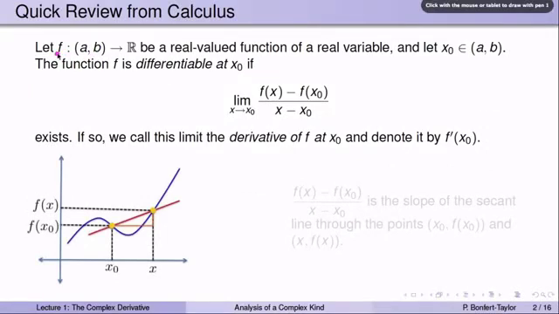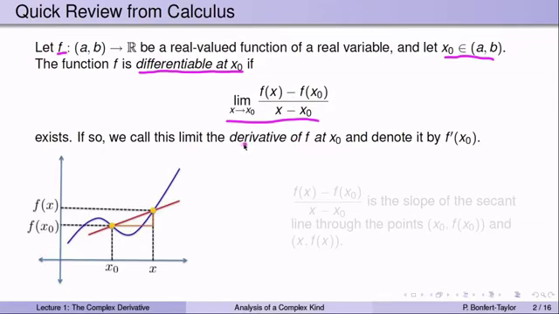Given a real valued function f of a real variable, so there's nothing complex in here, and a point x0 in the interval in which f is defined, we say the function is differentiable at x0 if the limit of the difference quotient exists, and the difference quotient is f of x minus f of x0 divided by x minus x0. If that limit as x goes to x0 exists, we call the limit the derivative of f at x0 and denote it by f prime of x0.